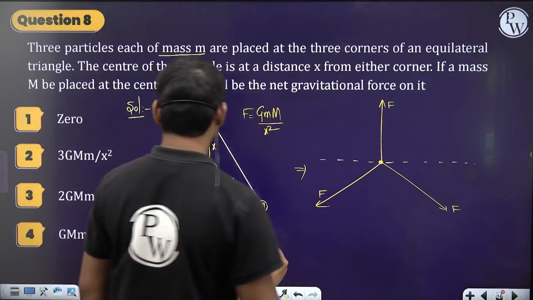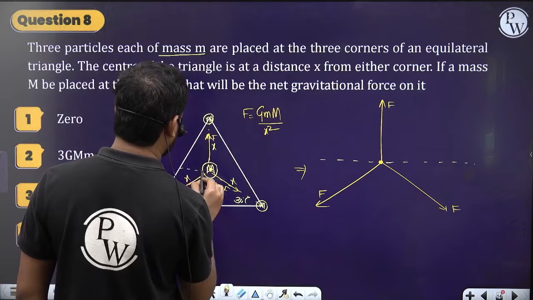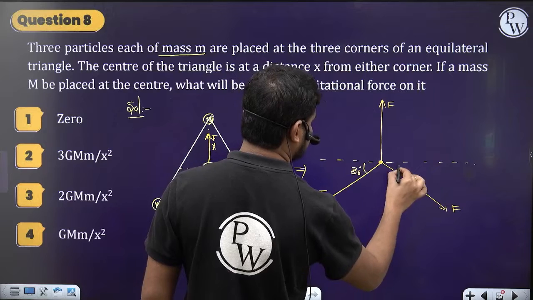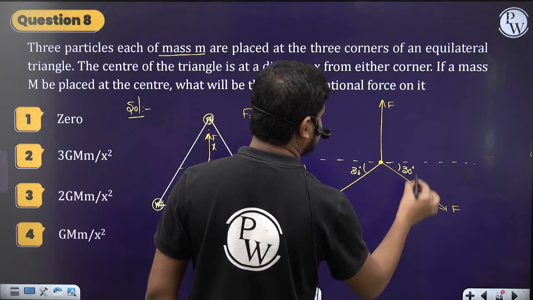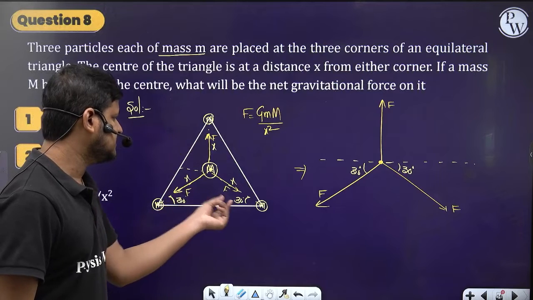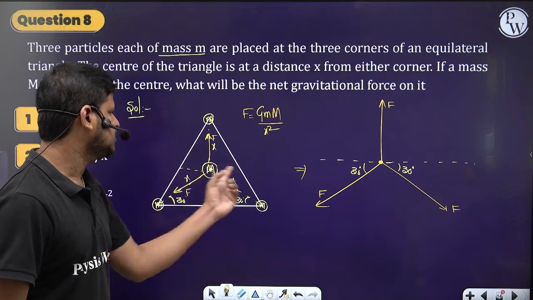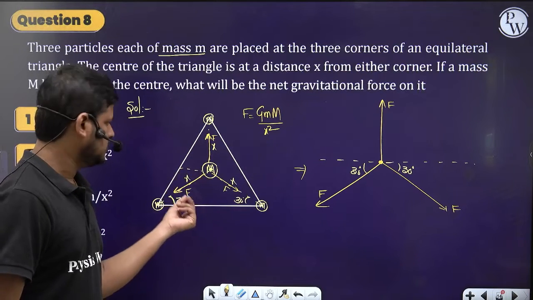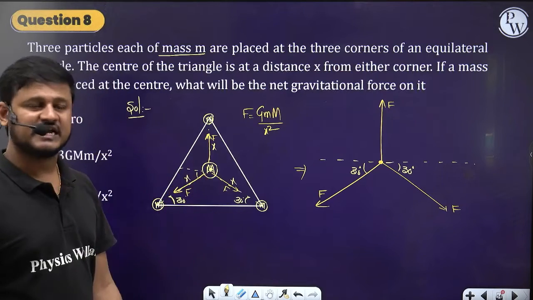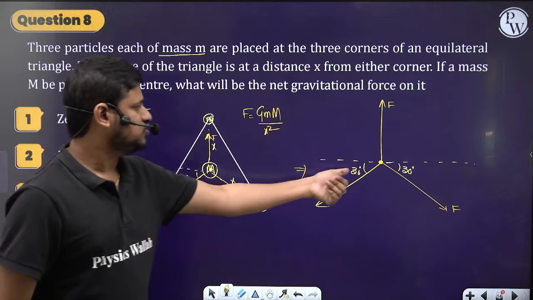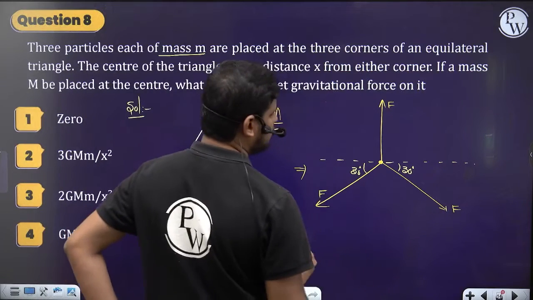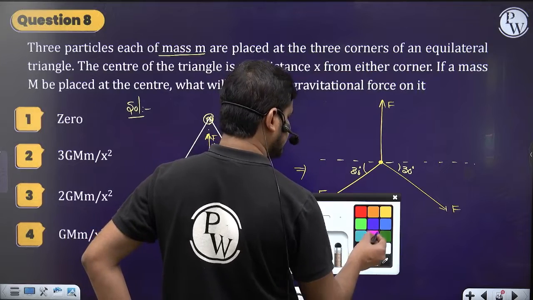Then if I draw a horizontal line here, this will be again 30 degrees, and then this will be again 30 degrees. Yes or no? Why? Because if this is 30, and you draw a horizontal line parallel to the base, then this angle and this angle will be the alternate angles. So same thing I wrote here. Okay, now let's write the components.